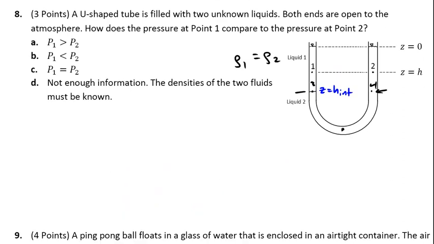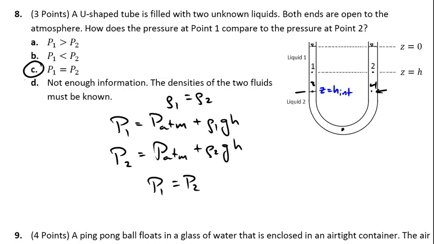So then we conclude that the pressure at point 1 is rho 1 gh, and the pressure at point 2 is rho 2 gh. And because the two densities are the same, that means that the two pressures must be the same. And here it is mathematically.